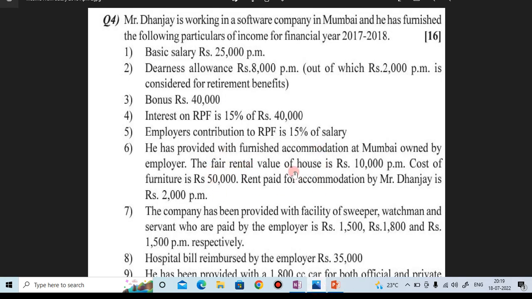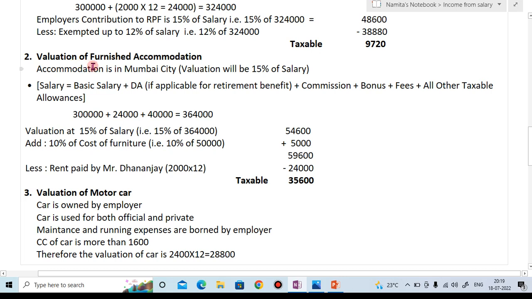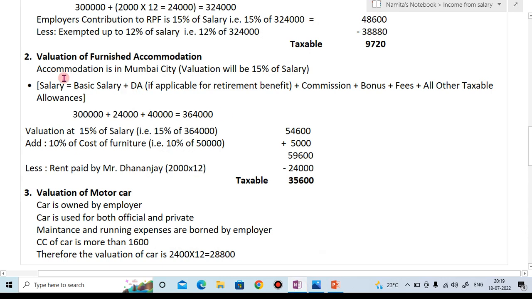Now for the valuation of furnished accommodation, you do not have to take this value, that is the fair rental value of house, 10,000 rupees. You do not have to take this value for the valuation of accommodation. So write here in working note number 2, valuation of furnished accommodation. Now where is this accommodation provided? It is provided in Mumbai. Okay, accommodation is in Mumbai city.